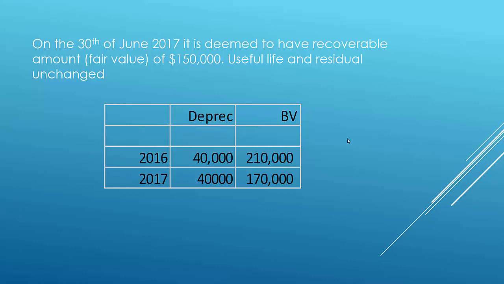But unfortunately we see that the recoverable amount, which has been determined on the basis of fair value, is only $150,000. So that means that we have a book value in excess of the recoverable amount of $20,000, and we need to do an asset impairment. When we do that, we'll have to revisit the useful life and residual value, but we're going to leave those unchanged.